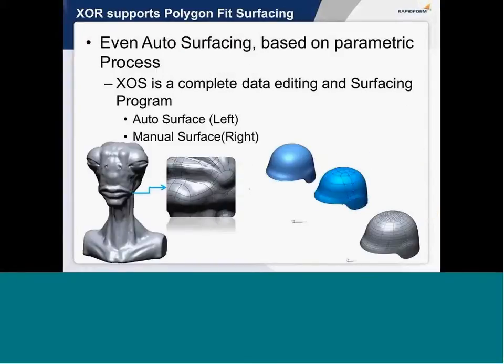So what if you do not have a parametric CAD model? If you have an organic shaped CAD model, you can also use XOR, or you can use XOS in this case. You can use auto surfacing, shown on the left side, or manual surfacing, where you create the curve network for the boundary fitting method manually, shown on the right side, and you can still get IGES, STEP, and Parasolid surface or solid models out of the scan data very quickly.